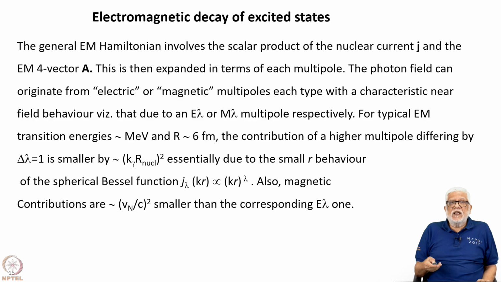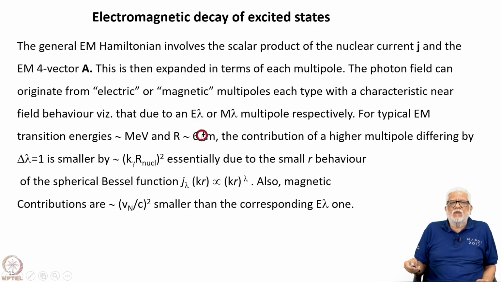The electromagnetic decay of excited states, of course, the way you do it is the electromagnetic Hamiltonian involves the scalar product of a nuclear current J and the electromagnetic 4-vector current, which is denoted by A. Then it is expanded in terms of multipoles, and in fact the photon field can come from electric or magnetic multipoles of each type.